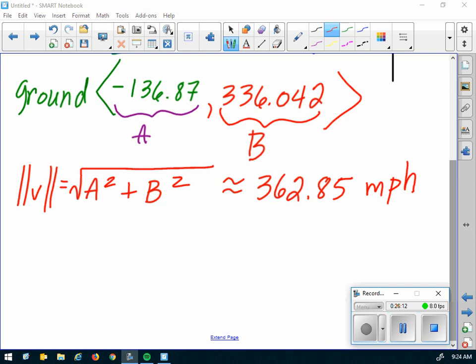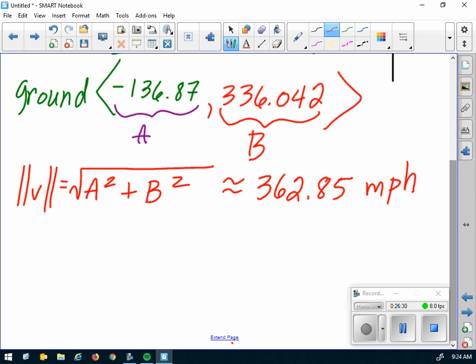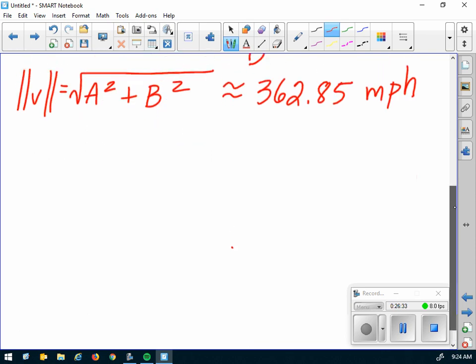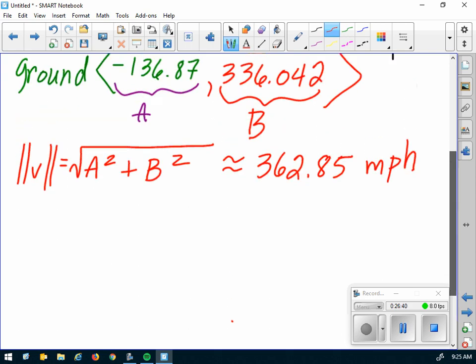Did the wind speed the plane up? A little bit. Is that logical based on our picture? Yes, it is logical because it's sort of a tailwind. Now let's find the direction angle. How do we find the direction angle? Tangent inverse of opposite over adjacent. But the opposite is the vertical piece, and the adjacent is the horizontal piece. So it's tangent inverse of B over A.